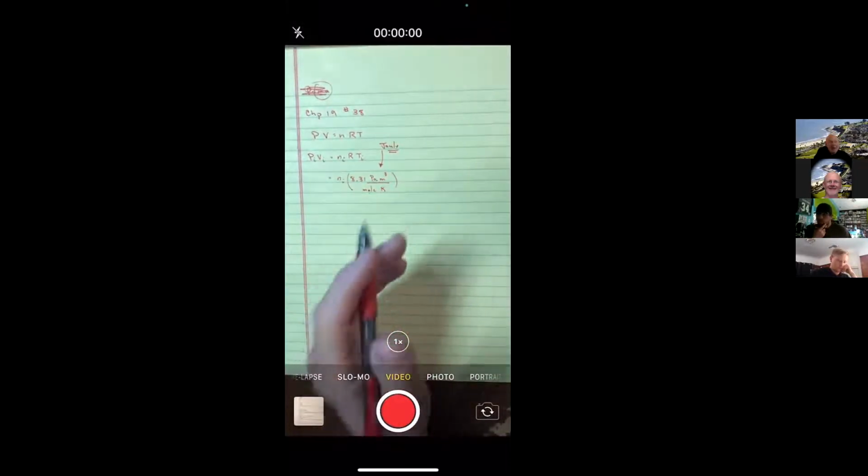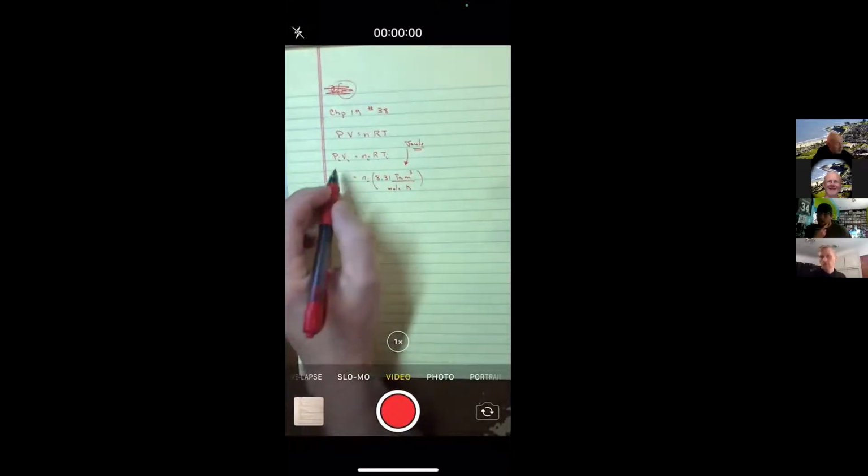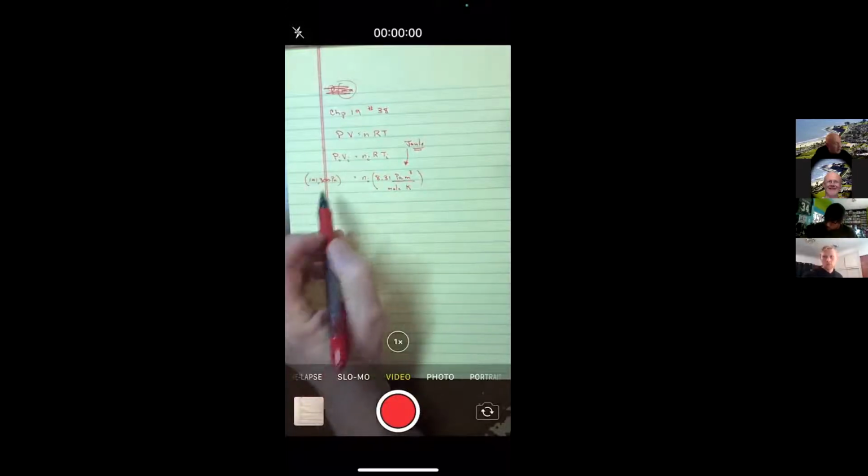Now, for this problem, maybe it's not the better way to go, because then on this side of the equation, I have to convert my pressure into pascals. So I'm going to put 101,300 pascals for the pressure because they say it's 1 atmosphere. And the other thing I have to do is convert my volume into cubic meters.